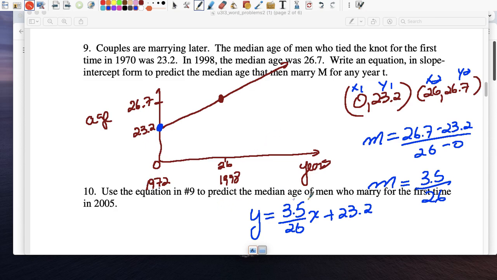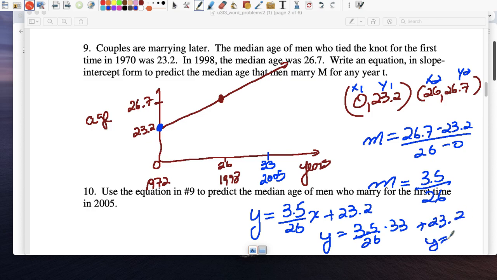And then at the bottom, the question says, what happens in 2005? Well, let's make 2005 right here. How many years is that from 1972? So 2005 is 33 years. Right, because you're not going to put 2005 in place of x, you're going to put 33. So use your equation, y equals 3.5 over 26 times 33, and then plus 23.2.